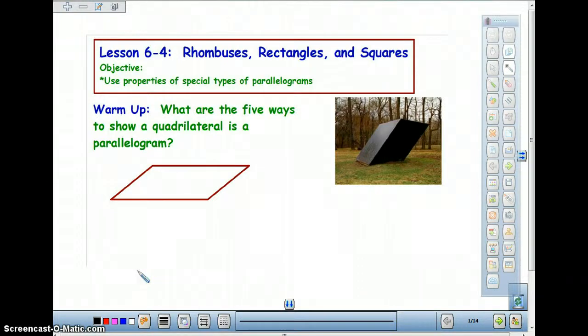Today we're going to talk about rhombuses, rectangles, and squares. Lots of new properties today, so get ready.